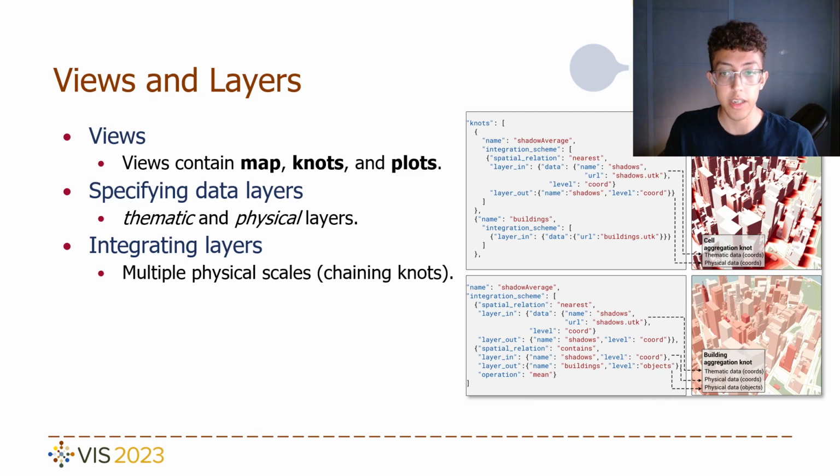The data layers, as I mentioned, can take up the form of thematic and physical layers. The thematic layers are abstract data that come from simulations or sensing. And the physical layers represent the physical formats of the city, so the buildings, the parks, the roads, and so on. Layers can be linked together, with spatial operations to form the knots. Depending on how thematic and physical layers are linked, we might have different results, as you can see on the right.